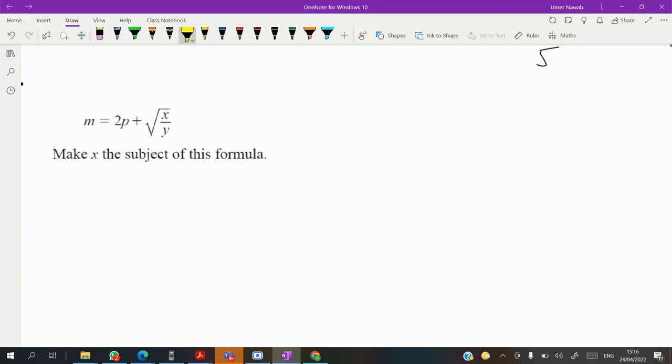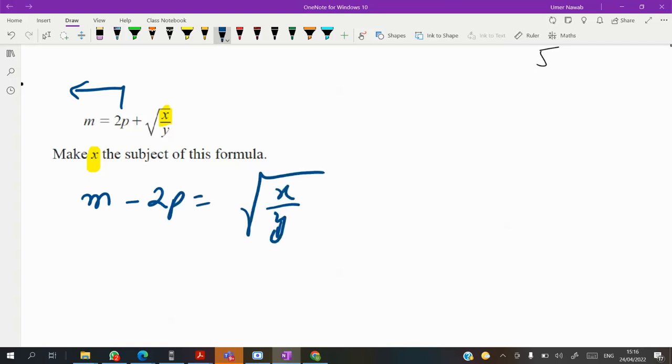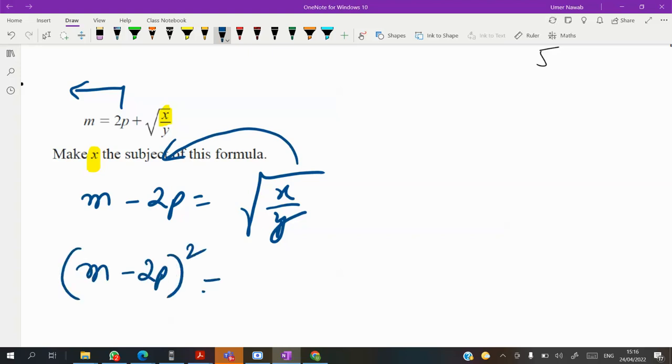I want to make x the subject in this question. Step by step, we will send things to the left-hand side. First, 2p will go, so m minus 2p is equal to the square root of x over y. Now send the square root to the other side. When you send the square root to the other side, the whole term on the left will have a square on top and x over y is left.